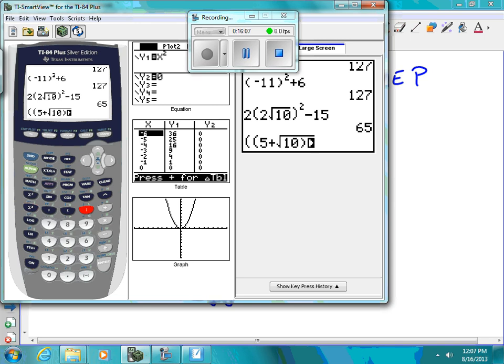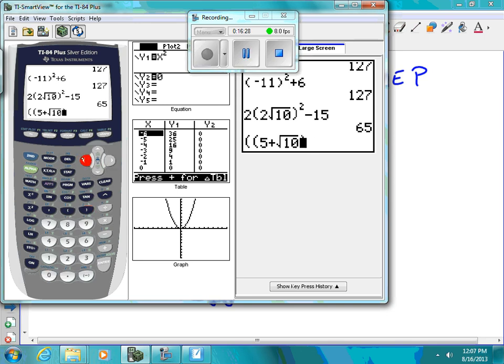But we didn't need double parentheses. Let's try this again. We only needed 1. No, we did need double parentheses. That was right. We want to do 5 plus the square root of 10. We have to arrow out. We have to arrow outside of that to get that parenthesis.